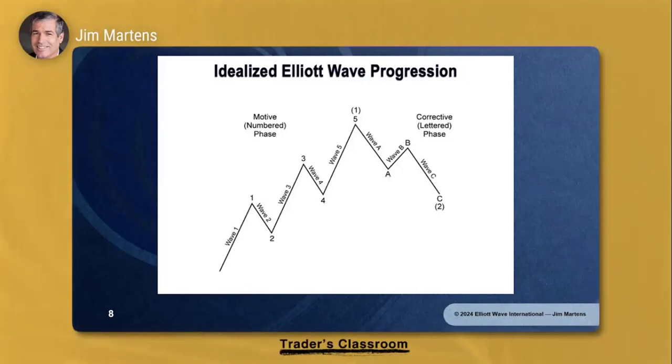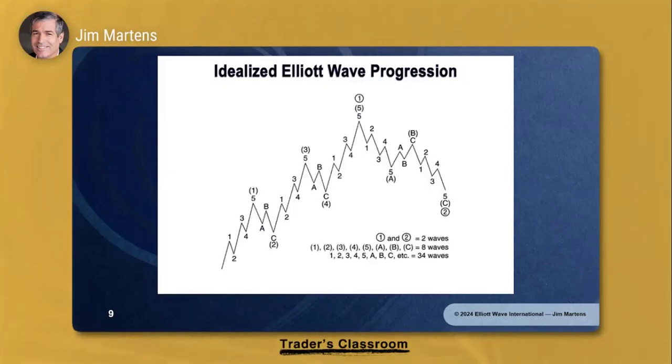So the 5 waves that I showed earlier now become wave 1 of a larger progression to the upside. Once those 5 waves are complete, that entire sequence is going to be corrected in a larger degree wave 2. And it should retrace no more than 100% of the larger degree wave 1. Same rules apply at multiple degrees of trend.